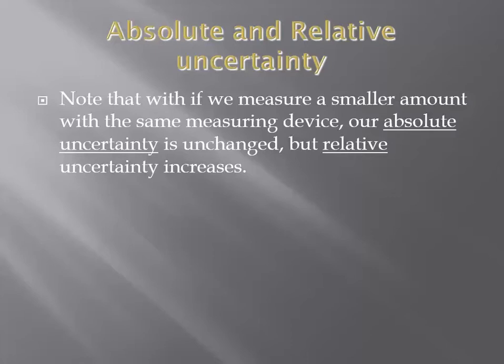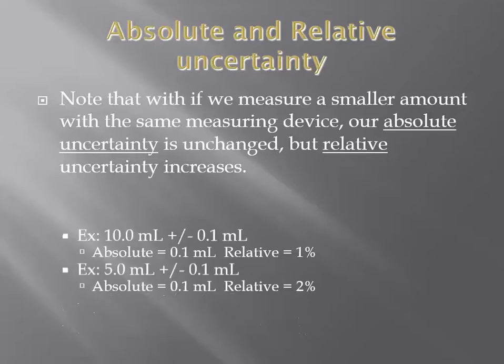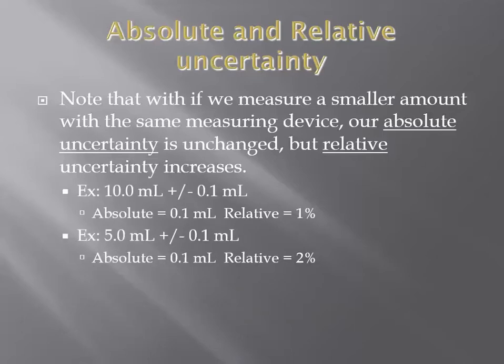So something that's good to note about absolute and relative uncertainty is that if you use the same measuring device as you measure different amounts, your absolute uncertainty will stay the same, but your relative uncertainty will change. So as it says here, using a smaller amount, well, let's take a look at the example. Suppose I'm using a graduated cylinder and I'm measuring 10 milliliters, and this graduated cylinder's uncertainty is 0.1. So that is my absolute uncertainty, it's 0.1. I could figure out what percent it is. 0.1 is 1% of 10 milliliters, so that is a 1% relative uncertainty.